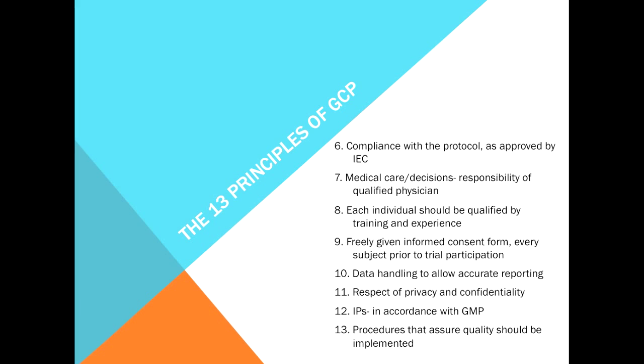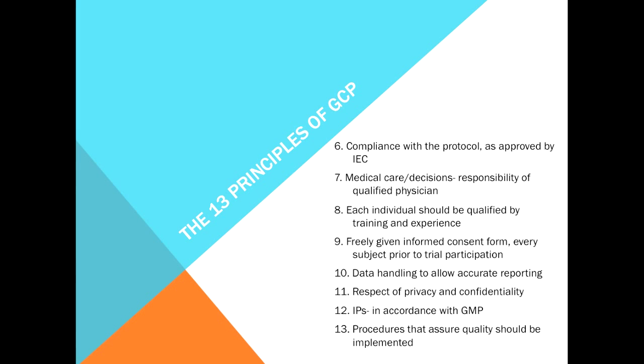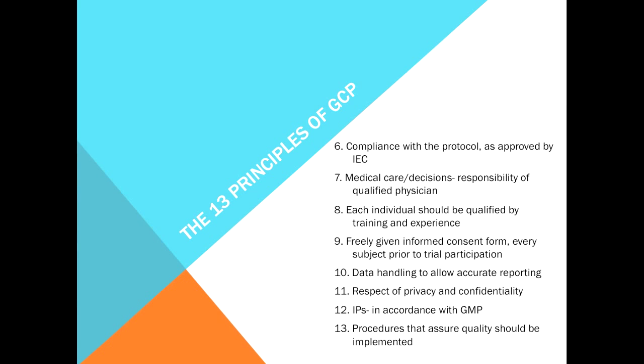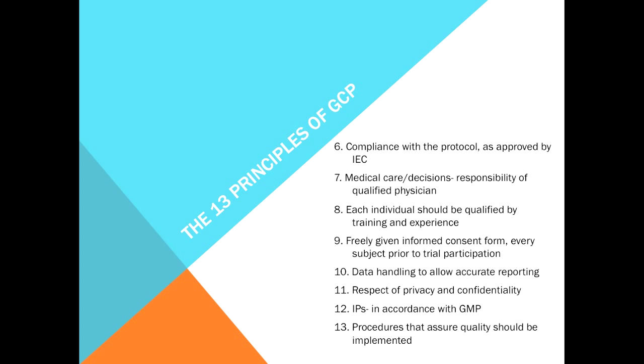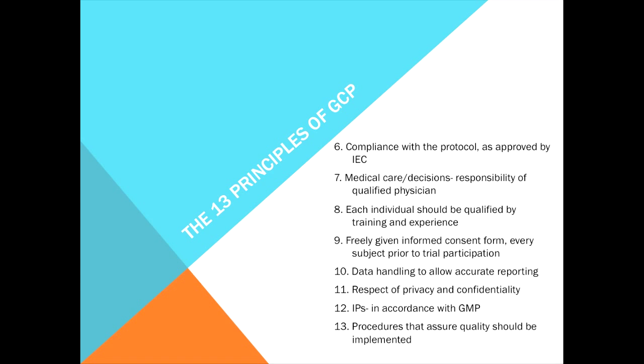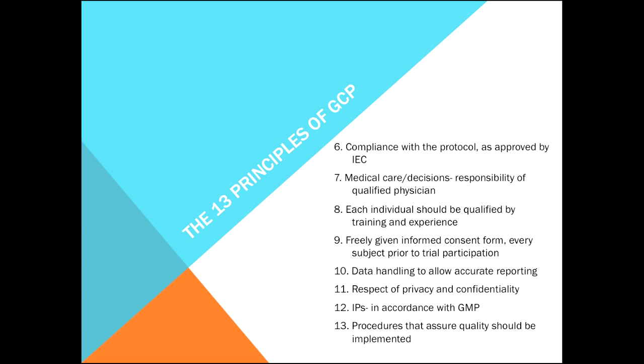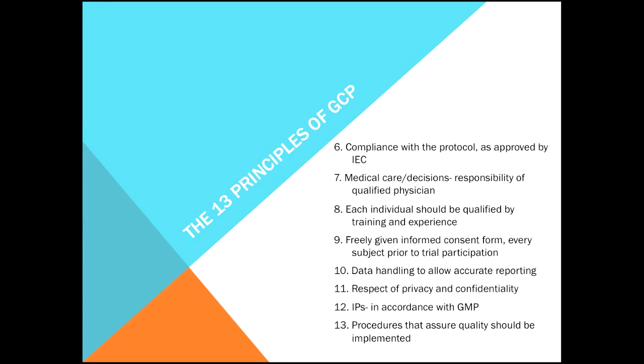11. The confidentiality of records that could identify subjects should be protected, respecting the privacy and confidentiality rules in accordance with the applicable regulatory requirements. 12. Investigational products should be manufactured, handled, and stored in accordance with applicable Good Manufacturing Practice, or GMP. They should be used in accordance with the approved protocol. 13. Systems with procedures that assure the quality of every aspect of the trial should be implemented.